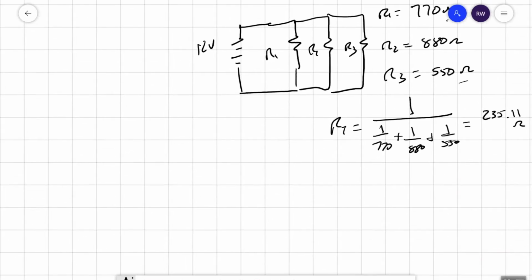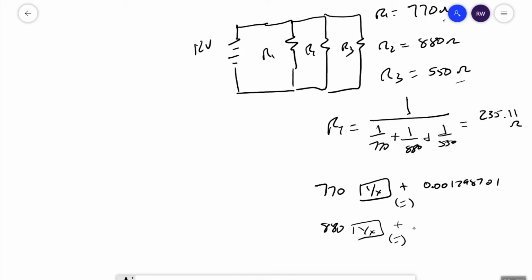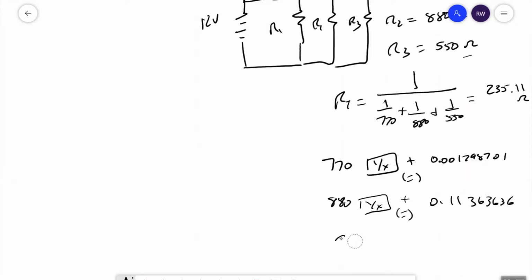In case you don't know what I'm saying when I say invert on my calculator, I'm entering in 770, and then there's a key, it's like 1 over x, that inverts it. So 770 invert. When I hit the plus key or equal key, I will get 0.0012988701. Same thing with 880: I hit that 1 over x key and then hit plus. Then I would get 0.11363636, and then 550. Then I press the 1 over x key, and this time I just hit equal.